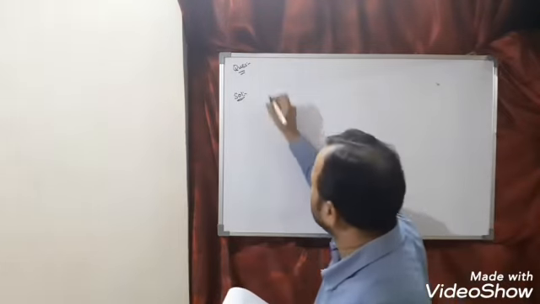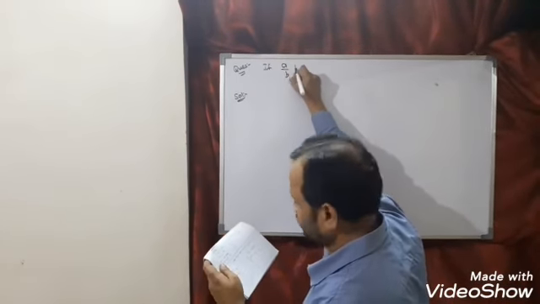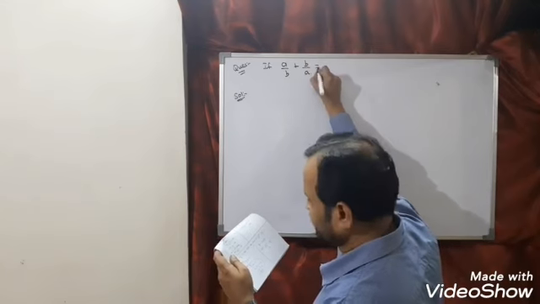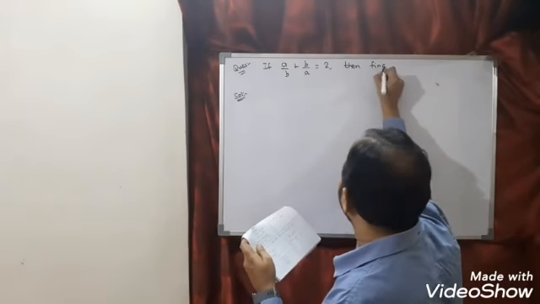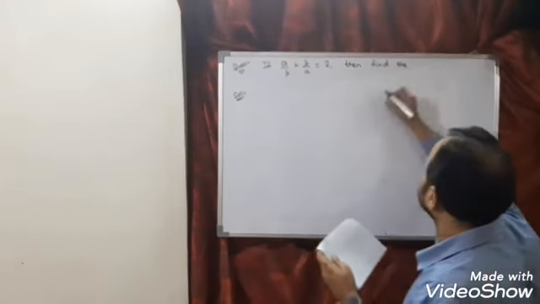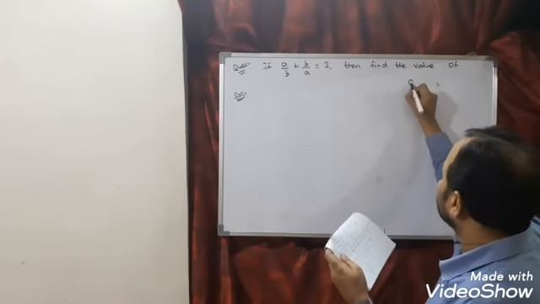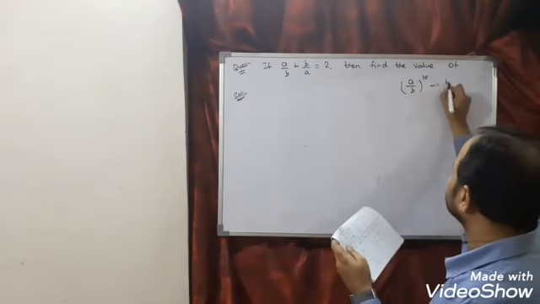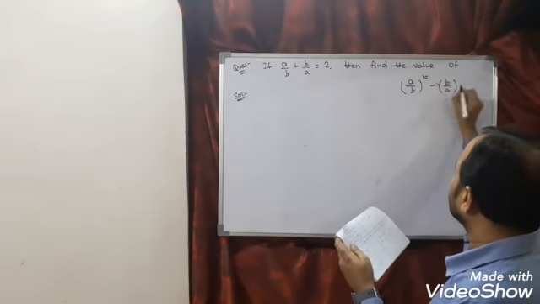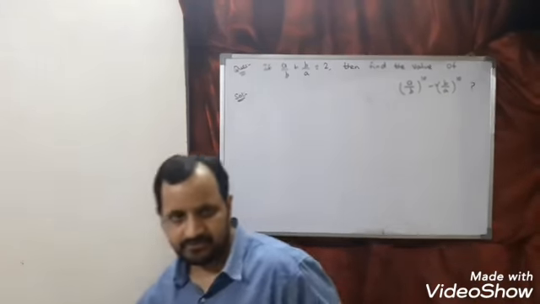See here, if a by b plus b by a is equal to 2, then find the value of (a by b) whole power 10 minus (b by a) whole power 10. So we have to find this value.